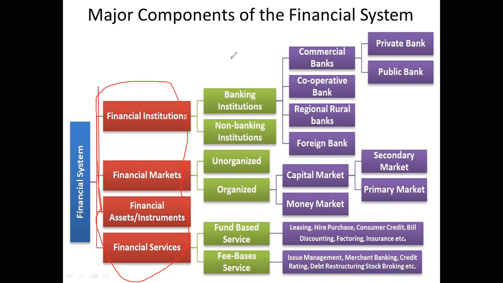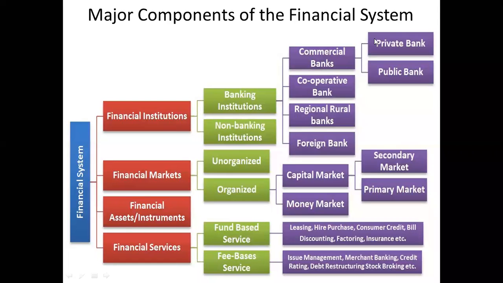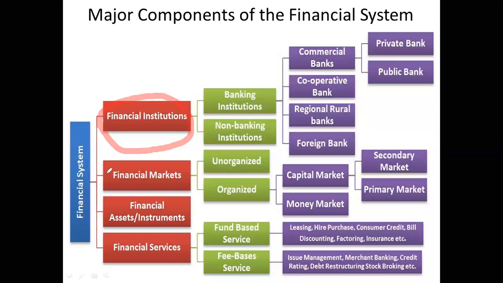Then coming to the major components. How is this financial system designed or classified in our country is what we are going to look at now. So the major four areas you can find here are the financial institutions, we have financial markets, we have financial instruments or assets, and we have financial services.